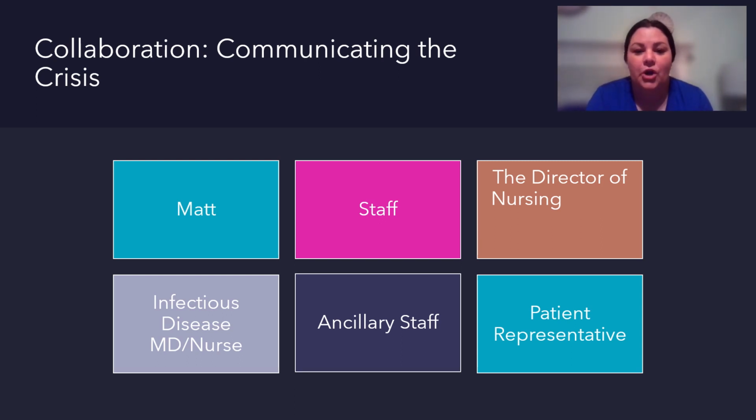And then I think it's a good idea to communicate with the patient representative. Typically, hospitals have a patient representative who can assist, and they can clear up any misconceptions that someone in the hospital, or the public, or patients or families have about exactly what is going on with Matt and the crisis on the unit at the time.